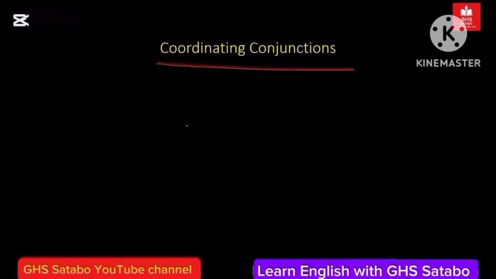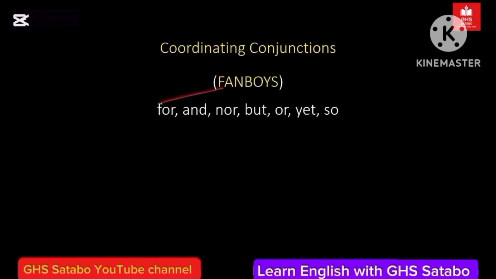Let's discuss coordinating conjunctions. You remember this word from the last slide, coordinating conjunctions? As the name suggests, it is helping two independent clauses to come together to form a compound sentence. And the words that are recognized as coordinating conjunctions are FANBOYS. Let's discuss what FANBOYS are. F stands for, A stands for and, N for nor, B for but, O for or, Y for yet, and S for so. So this is an easy way to remember, and hence we have abbreviated it in this sense: for, and, nor, but, or, yet, and so.